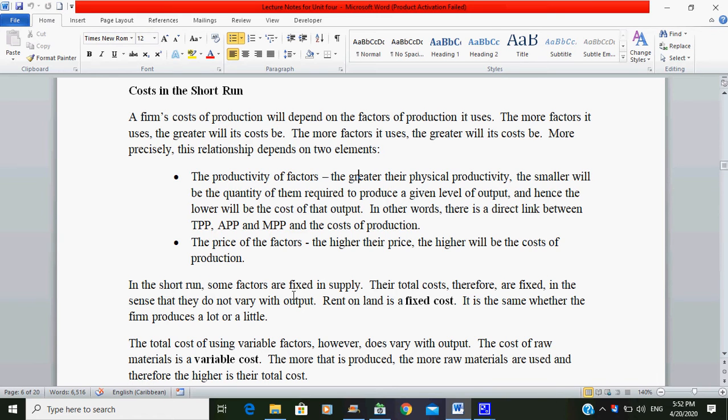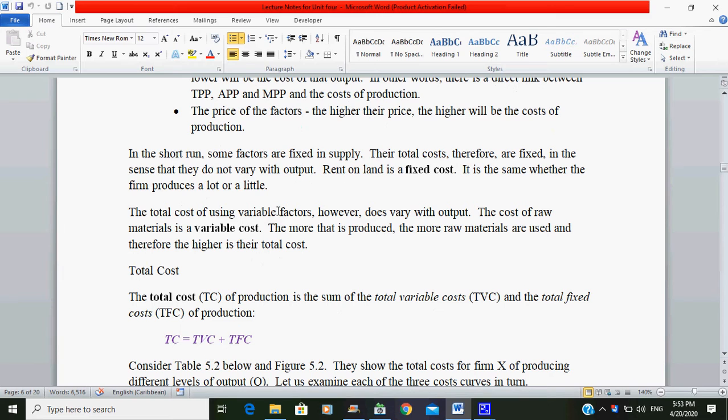In the short run, some factors are fixed in supply. Their total costs, therefore, are fixed in the sense that they do not vary with output. Rent on land is a fixed cost. It is the same whether the firm produces a lot or little. The cost of using variable factors, however, does vary with output. The cost of raw materials is a variable cost. The more that is produced, the more materials are used, and therefore the higher is their total cost.